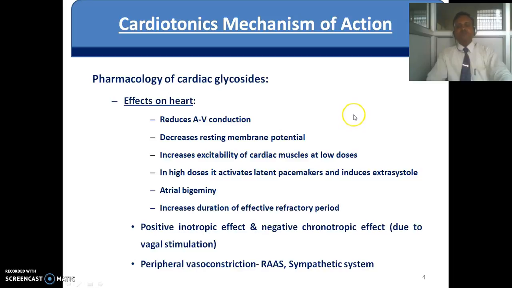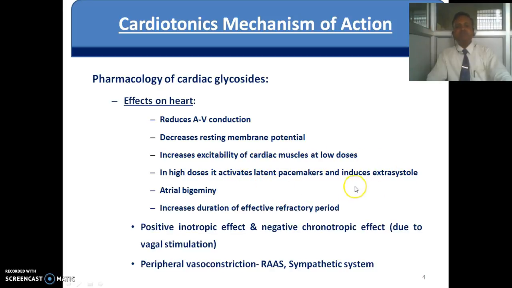Apart from this action on sodium-potassium ATPase enzyme, cardiac glycosides, particularly digitalis derivatives, have other actions on the heart, like they reduce AV conduction. Means they slow the rate of conduction of impulses across the auricular-ventricular septum. Conduction of impulse from SA node to AV node to ventricles is reduced in presence of cardiac glycosides. These drugs also reduce resting membrane potential, means they increase the excitability of the cardiac muscle cells. Then they also activate latent pacemakers.